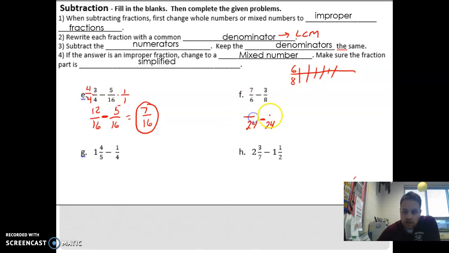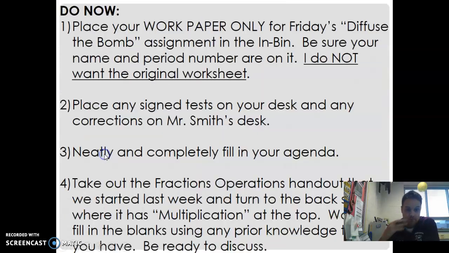I'm subtracting, right? 6 times 4 is 24, so I'm going to multiply this by 4/4. 8 times 3 is 24, so I'm going to multiply this by 3/3. 4 times 7 is 28. 3 times 3 is 9. I'm subtracting, and I'm going to get 19/24. Okay, go ahead and pause it and try this one.